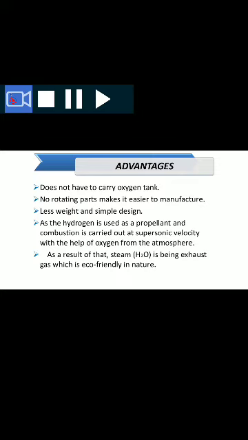The main advantage of the scramjet engine is that it does not have to carry an oxygen tank, so the payload weight will be low. No rotating parts makes it easier to manufacture. Less weight and simple design. It uses hydrogen fuel only, and combustion is carried out at supersonic velocity with the help of oxygen from the atmosphere. As a result, steam, H2O, is the exhaust gas, which is eco-friendly in nature.